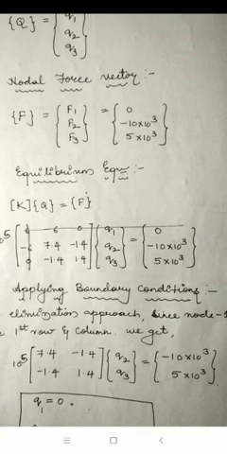Next, step number 3, that is the nodal displacement vector Q equal to Q1, Q2, Q3. These values we are going to find. Step number 4, nodal force vector F equal to F1, F2, F3. F1 I have written as 0, because there is no force acting at node 1. F2 is minus 10 into 10 to the power of 3. This is the force acting at node 2.